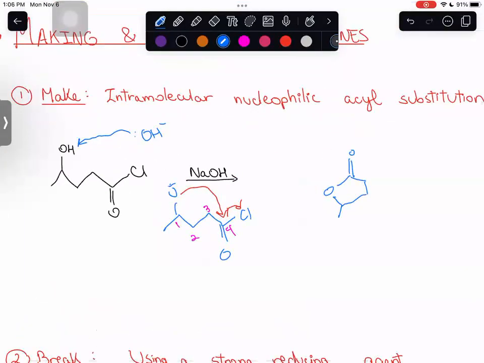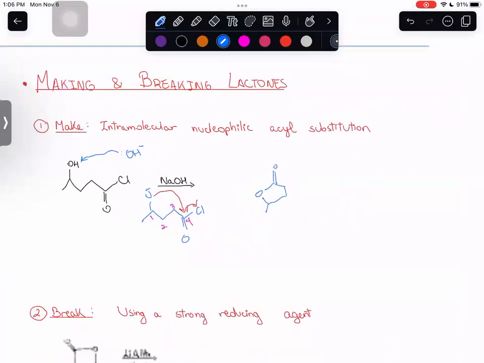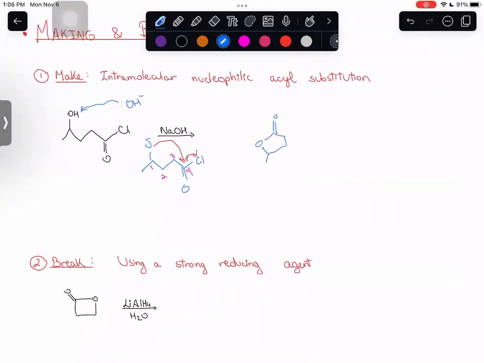Okay. Questions on how to make your lactones? We're good? Okay. And now, how to break them? We actually already know that, again from chapter 12, reductions. Everything is coming back at this point.